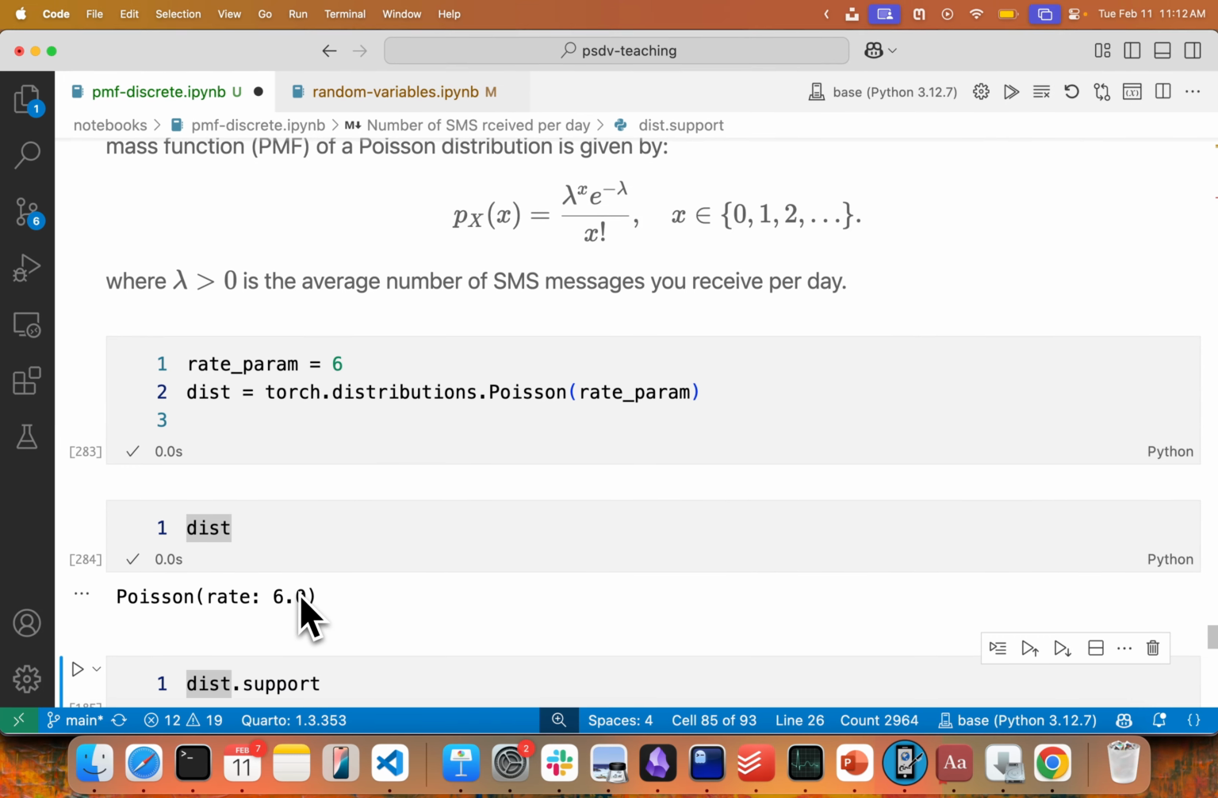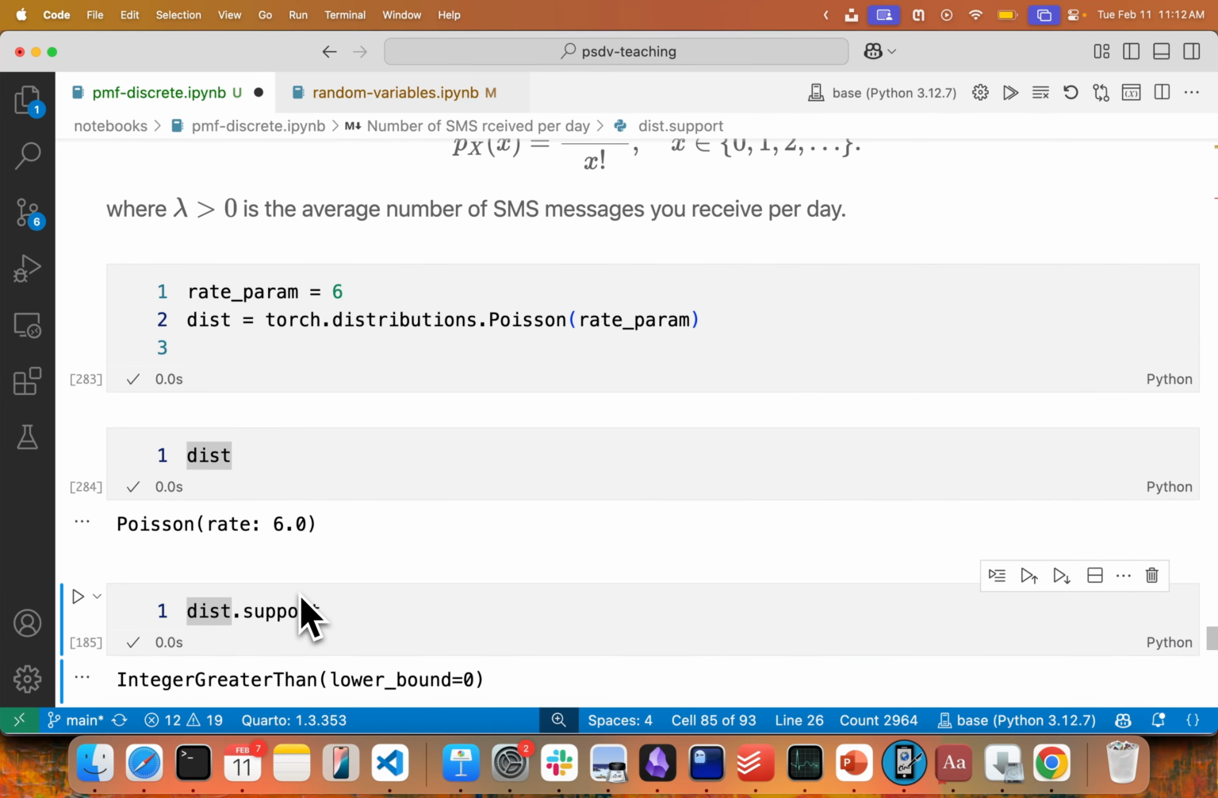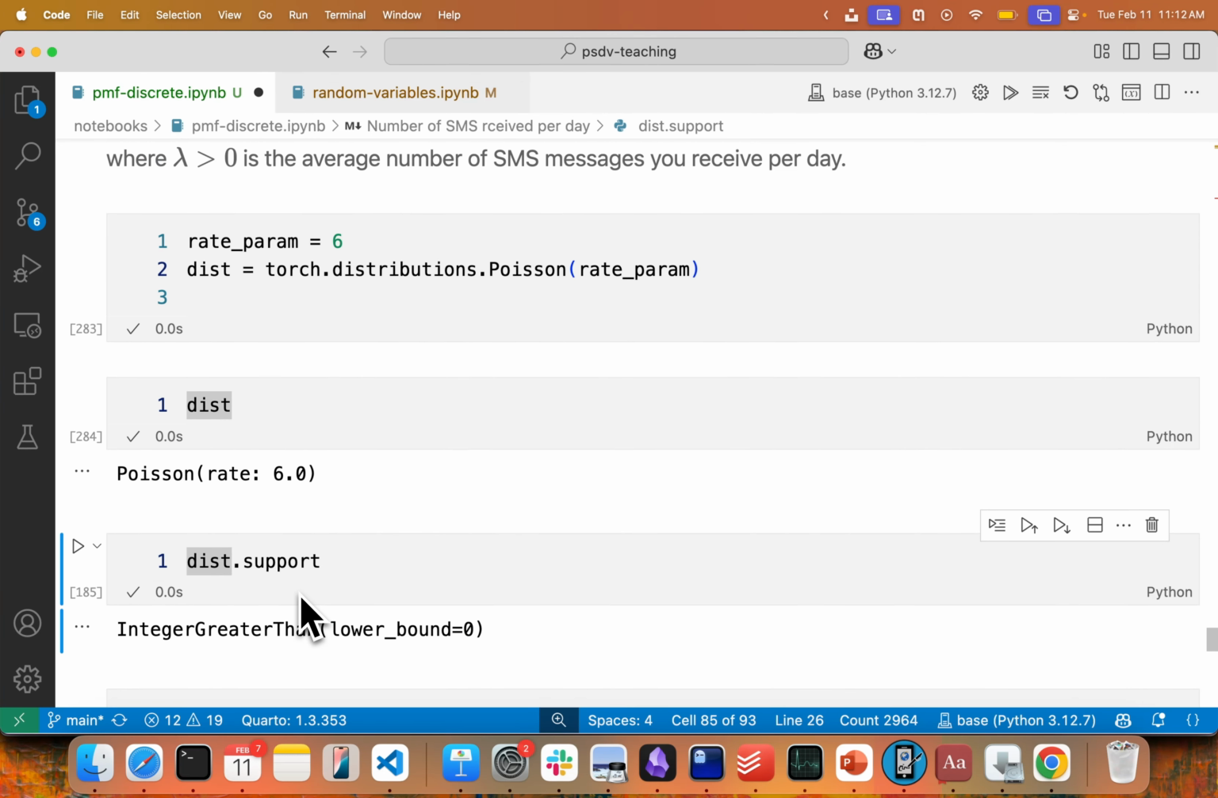What do you think distribution.support will give me? What are the possible values you can get from this? What is the number of SMS you can get on a given day? Can you get 0 messages? Can you get 1, 2, 3, 4, 5, 6, 7, 384, 50,000, 895,000? Can you get all of those values? The latter values are very unlikely, but you can still get them. So what is the support of this distribution? It's not infinite. Non-negative integers. That's how we define the support of this.